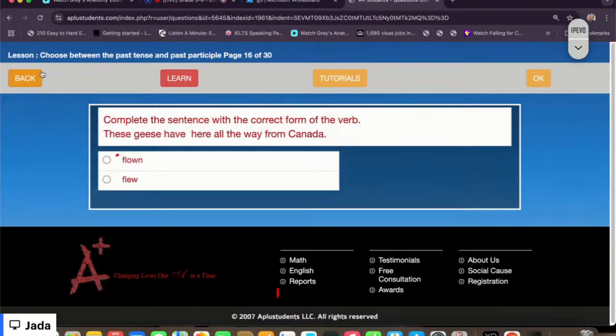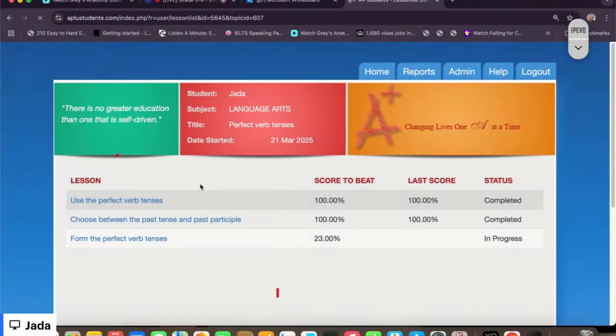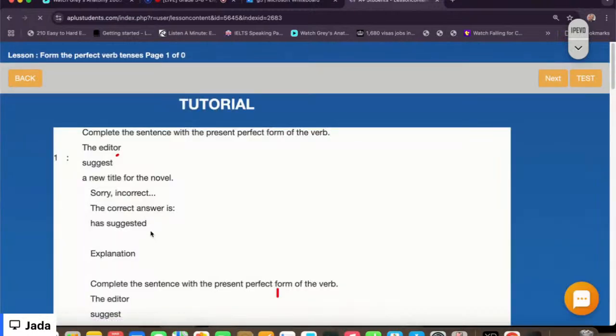All right, so that's it for this particular lesson. If you haven't done this, you have to make sure you complete it. We will move on to the next one, which is the last.